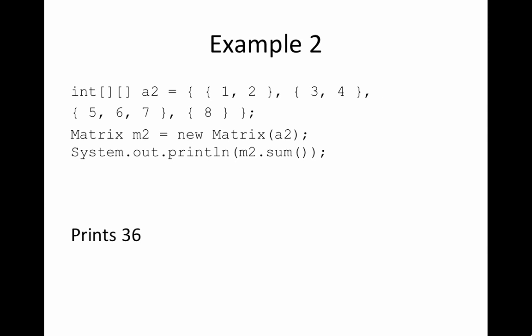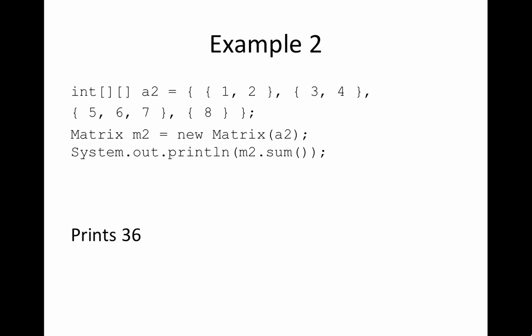Here is a different example only because the arrays that are inside this two-dimensional array, so the one-dimensional arrays, do not have the same length. The first two have length 2. The first array has elements 1, 2, the second array has elements 3, 4, but the third array has 3 elements and the fourth array has 1 element. See that again our sum method should work regardless of how many elements are inside the subarrays. And the result should be 36.